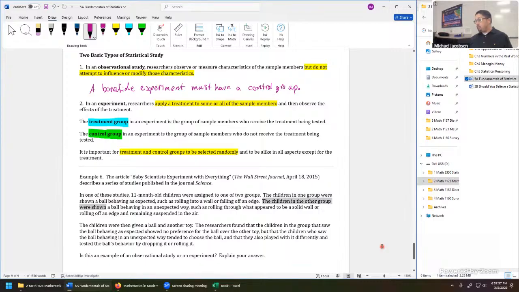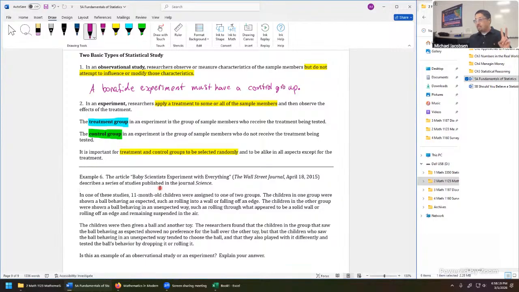The children in the other group were shown a ball behaving in an unexpected way, such as rolling through what appeared to be a solid wall. Maybe they had a magician on staff, or rolling off a ledge and remaining suspended in air. So something that breaks physics. And it's starting to really look like an experimental design at that point.